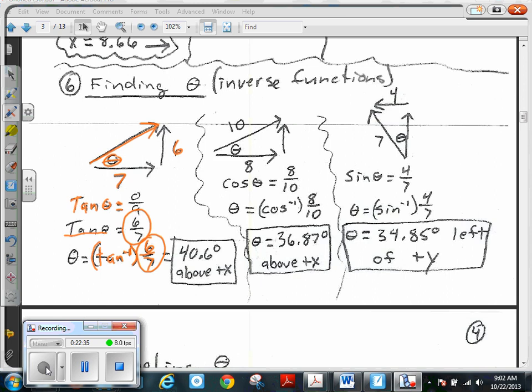Okay, so let's try again here. This time, though, we don't have opposite and adjacent. We have adjacent and hypotenuse, so that's c. So the cosine is equal to the adjacent over the hypotenuse here. Let's see if you can come up with this answer, 36.87. Okay, so it looks like you guys are good at that, and you found this probably as well.